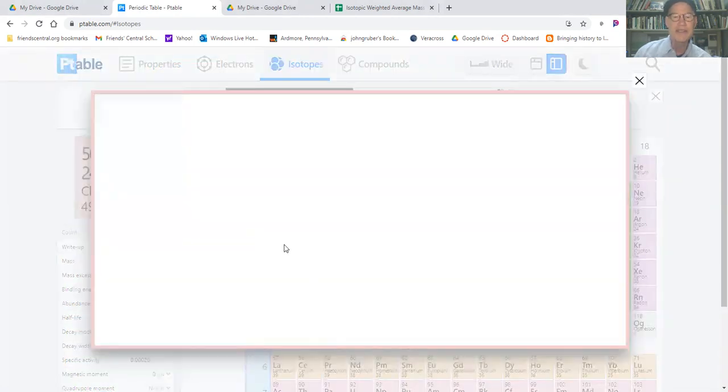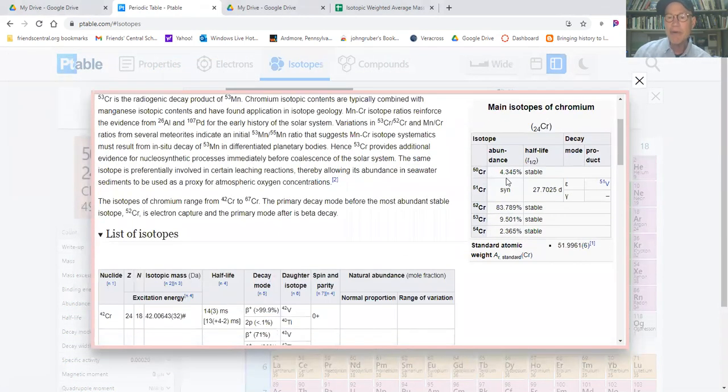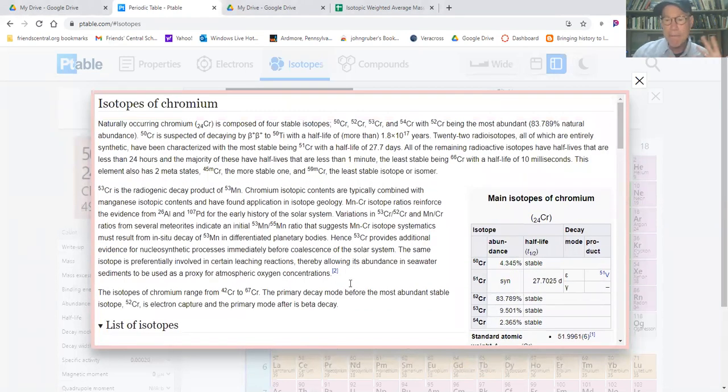So let's look at this, and you can see chromium has stable isotopes: chromium 50, chromium 52, chromium 53, chromium 54. And what this is telling us is what percent of all chromiums is each one of those. About 4.35% is chromium 50. Most chromium, 83.789%, is chromium 52. But there's a little bit of chromium 53 and an even smaller amount of chromium 54. So if we want to get the atomic mass of chromiums, which would have that mixture of different isotopes, we need to take an average.